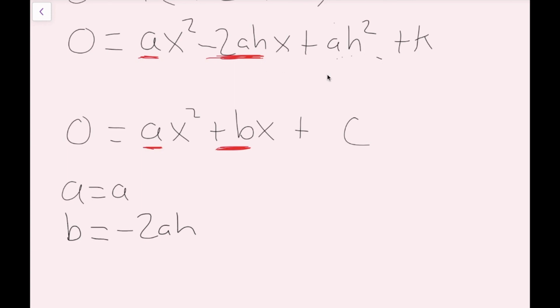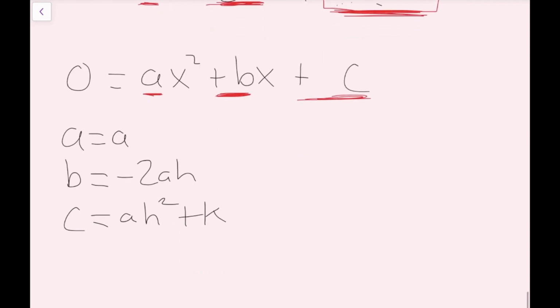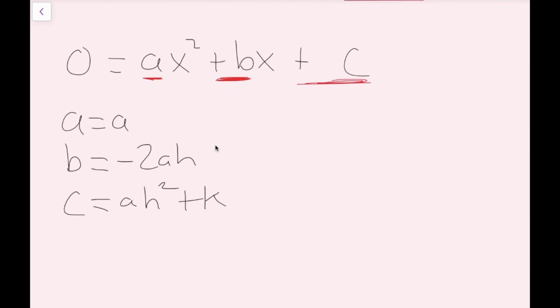And then the last thing is the constant. In standard form, it's just plus c. I'm including the sign here just to show you that it's positive c. And then this ah squared plus k has no x term, so this entire sum is the constant term when we expand vertex form. So this ah squared plus k is going to be equal to c. I'm going to write that here: c equals ah squared plus k. And remember the goal here: the goal is to find the values of h and k in terms of a, b, and c.